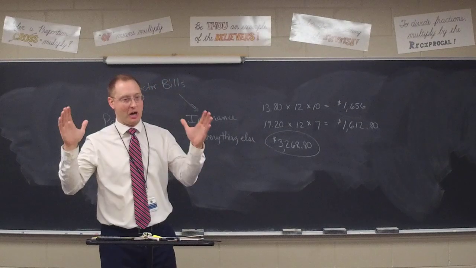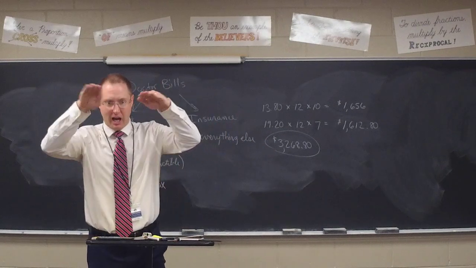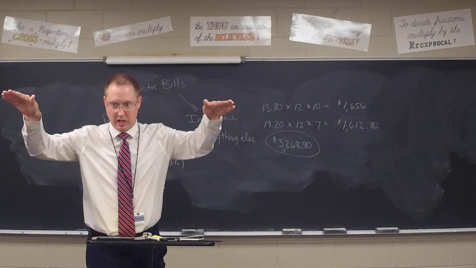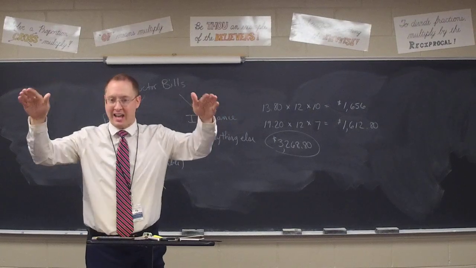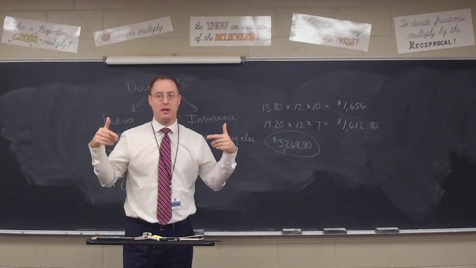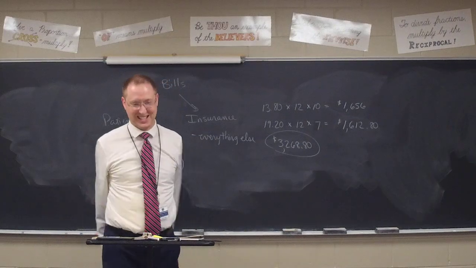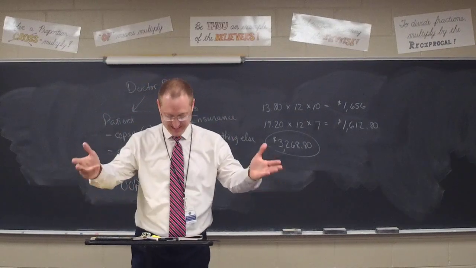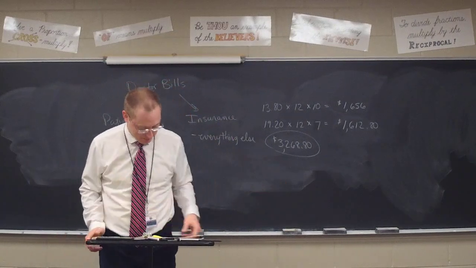But at some point, there's a certain top dollar amount. You're never going to pay more than this in a year, according to the health insurance company. That number is called your out-of-pocket maximum. Class, what is it? Out-of-pocket maximum. There we go. All right, let's take a look at some problems together here.